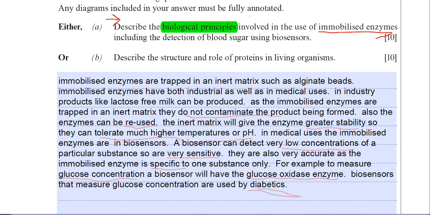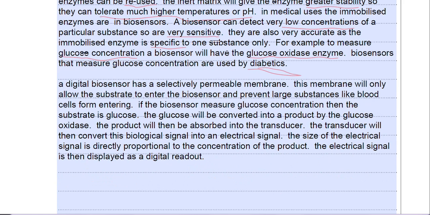Now I'm not going to draw the biosensor in, I'm just going to describe the functioning of each part of the biosensor. So please remember, if you draw diagrams you must annotate them, which means fully describe what you have drawn. So I've typed in the last part of the essay. Here I'm just describing the important components of the biosensor.